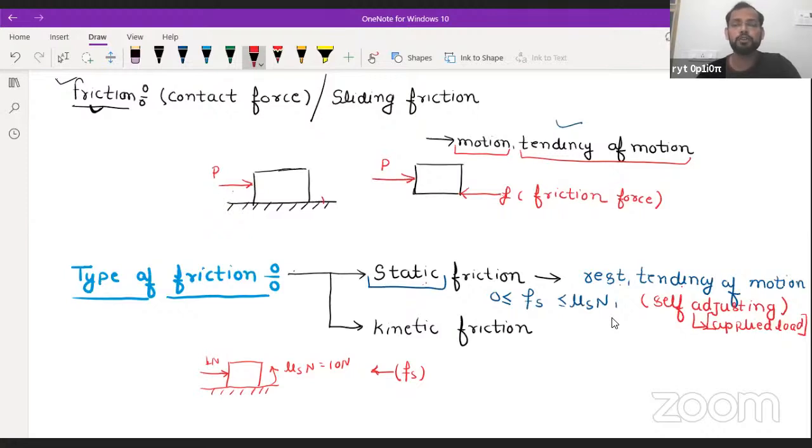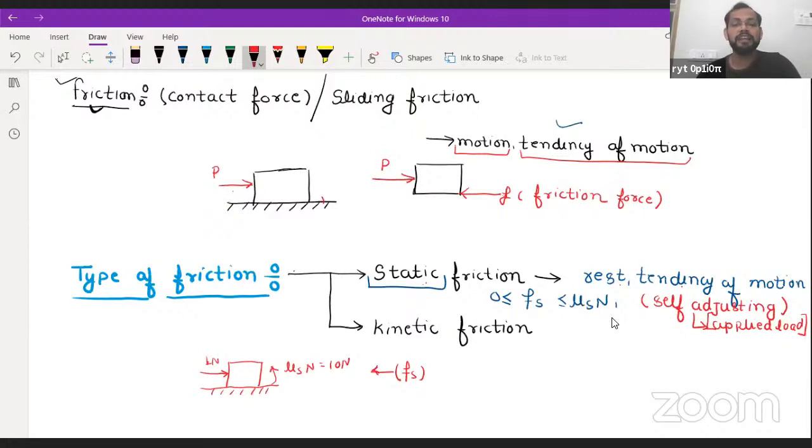Because corresponding to the force of 1 Newton, there will be a tendency of motion of this block. So the block is at rest and there is a tendency of motion. That means whatever friction will be there, that will be the static friction. But what is the magnitude of that friction? I am waiting for the answer.